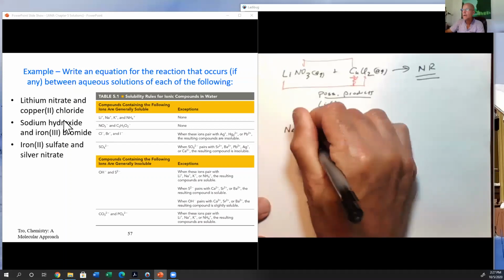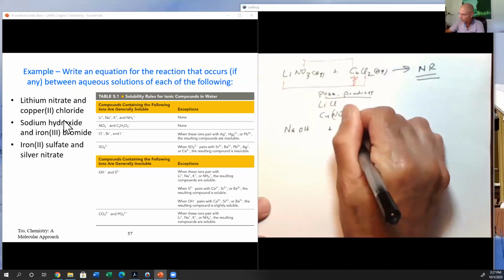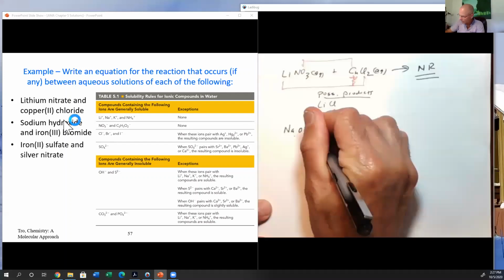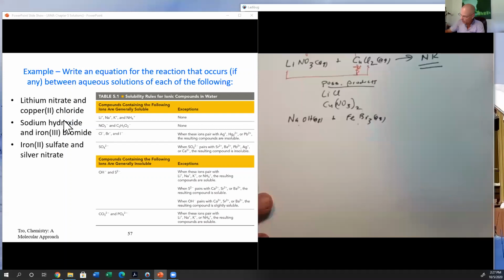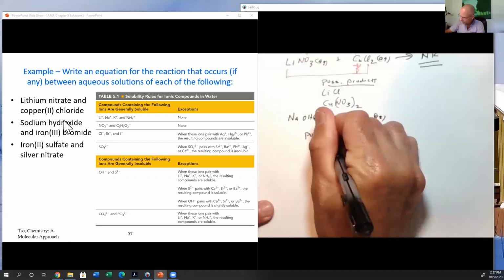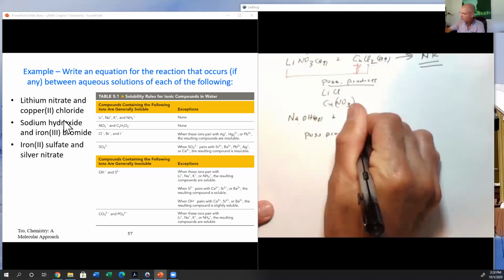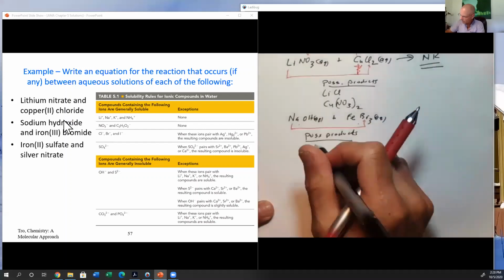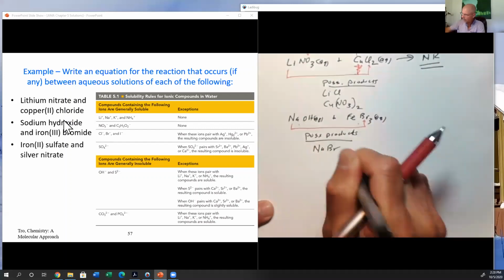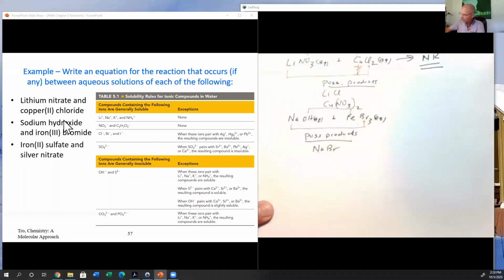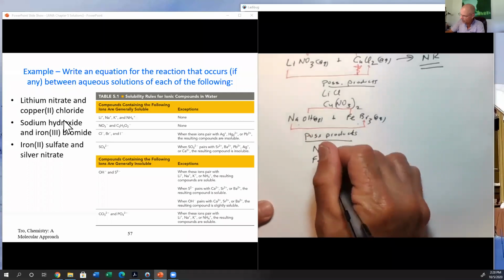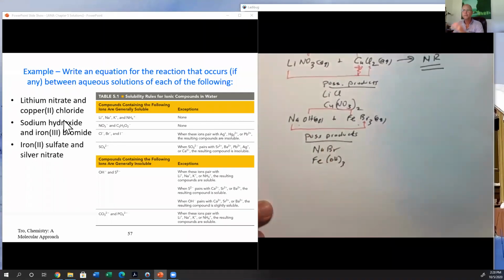Sodium hydroxide plus iron 3 bromide, FeBr3. Again, we have to write neutral formulas for these, and these are both going to be aqueous. And then we're going to say, okay, what are the possible products? One would be sodium bromide, NaBr, and the other one is going to be iron hydroxide, and it's iron 3, so it's going to be Fe(OH)3. Those are my possible products.